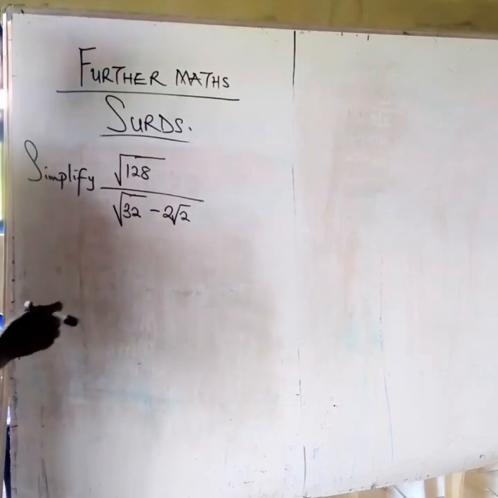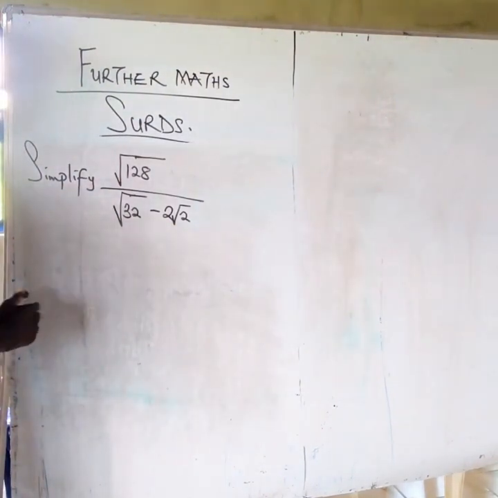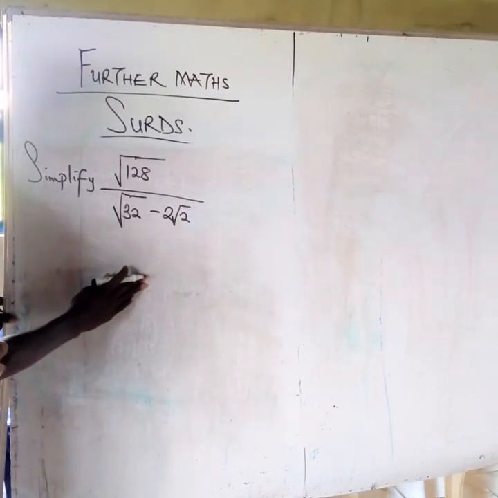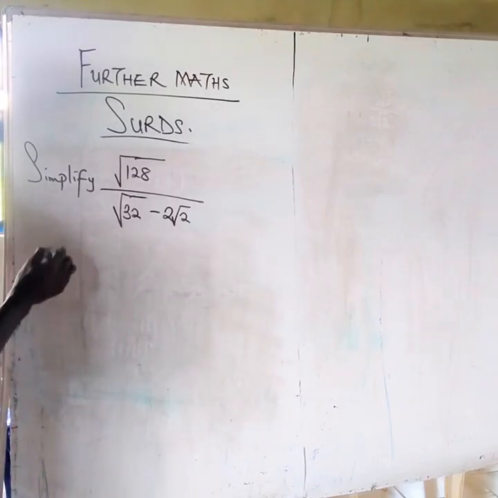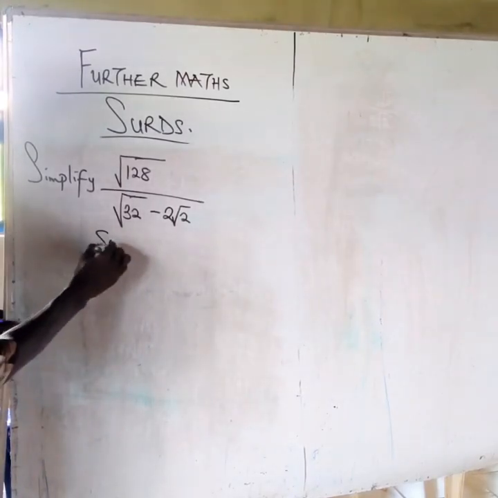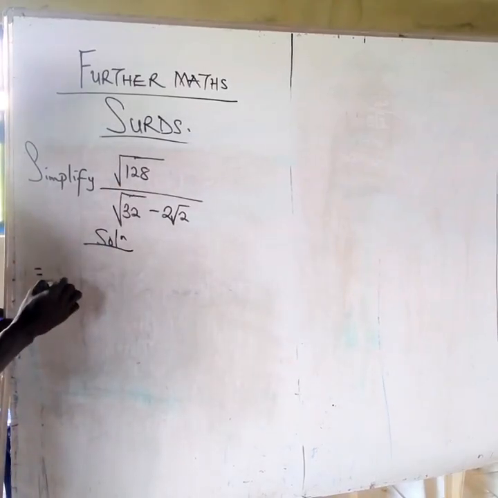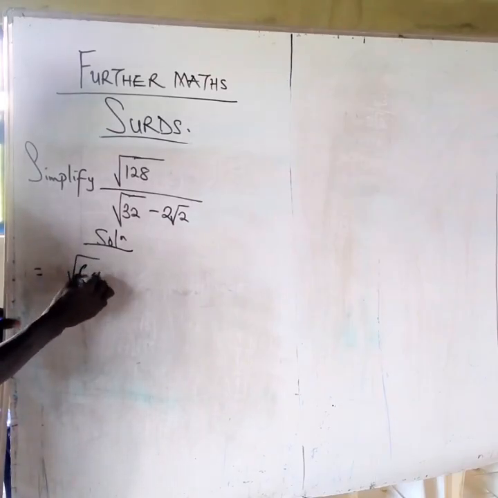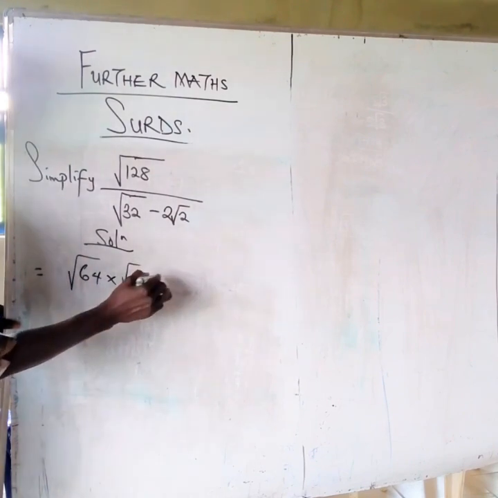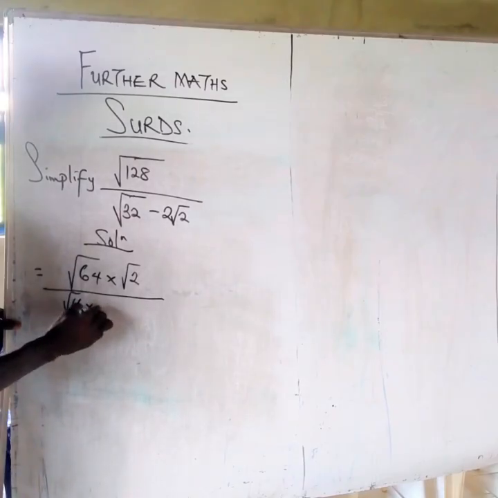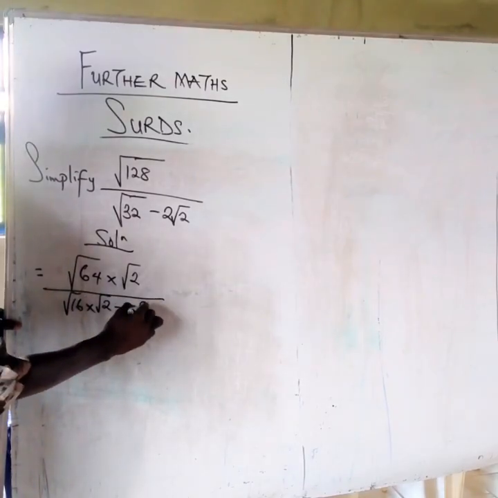I have a question to look at. We have simplify square root of 128 over square root of 32 minus square root of minus 2 root 2. Okay, so you have solution. 128 can be written as 64 times square root of 2 all into 32 can also be written as square root of 16 times square root of 2 minus 2 root 2.